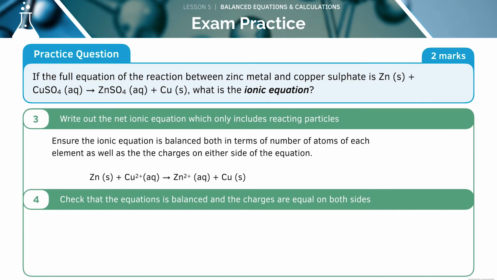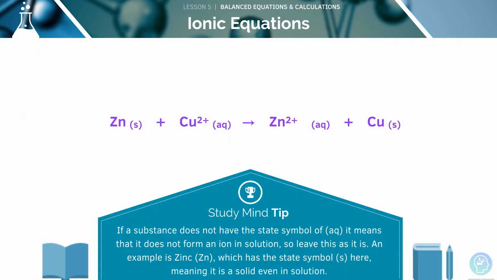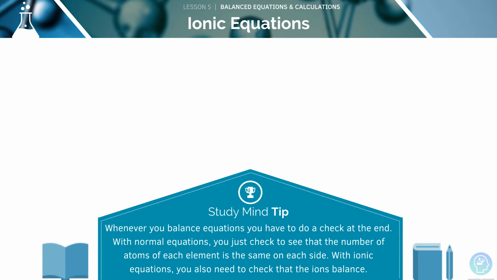Now, we can check that the charges and the atoms are balanced on both sides. The overall charge on either side of the equation here is +2. The number of atoms of each element on each side of the equation is also the same. If a substance doesn't have the aqueous state symbol, then it means that it doesn't form an ion in solution. This means that it remains as a solid.